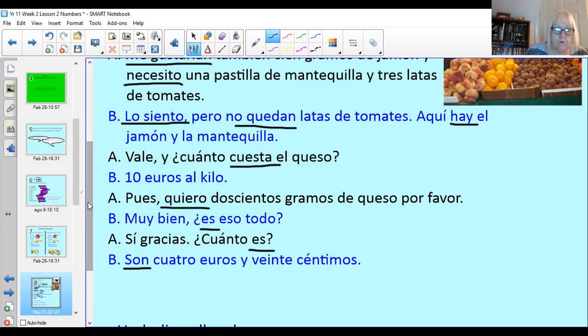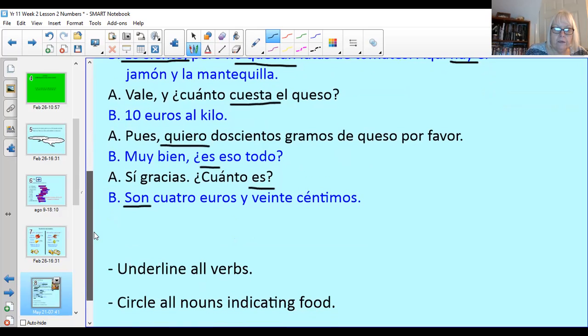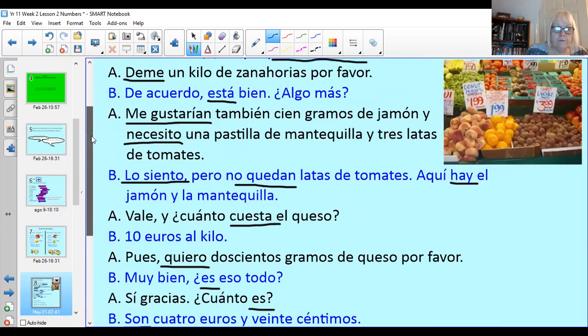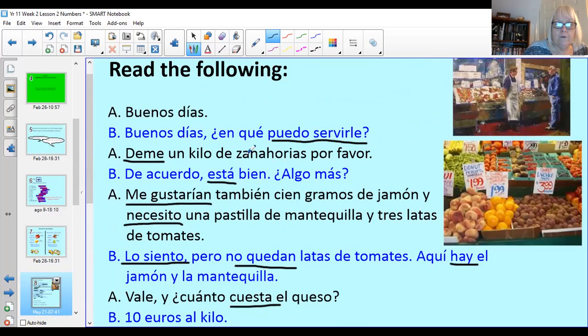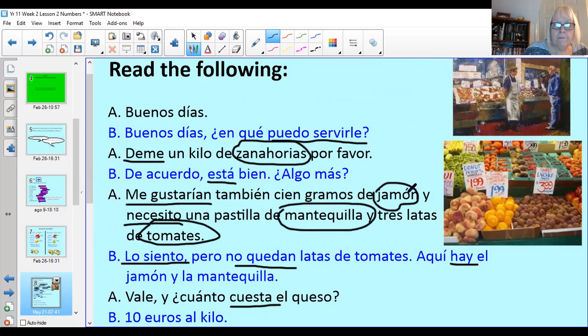Okay, so there was your first bit. You were looking at underlining verbs. Now we need to circle the nouns indicating food. The first one here is zanahorias, which is carrots. We've also got jamón, mantequilla, and tomates. So ham, butter, tomatoes.